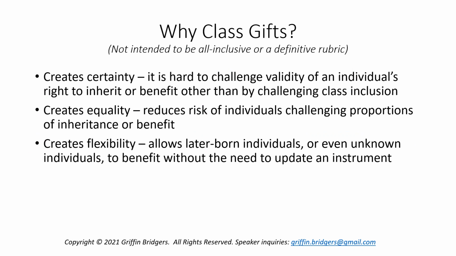For one, it creates certainty, because it's hard to challenge the validity of an individual's right to inherit or benefit, especially if they're not identified by name. It's easy to say, okay, my descendants benefit, that's natural, so everybody should get their proportionate share based on the per stirpes or per capita distribution. The only thing that could really be challenged there by the other beneficiaries is just simply class inclusion, which is virtually impossible with a blood relative.